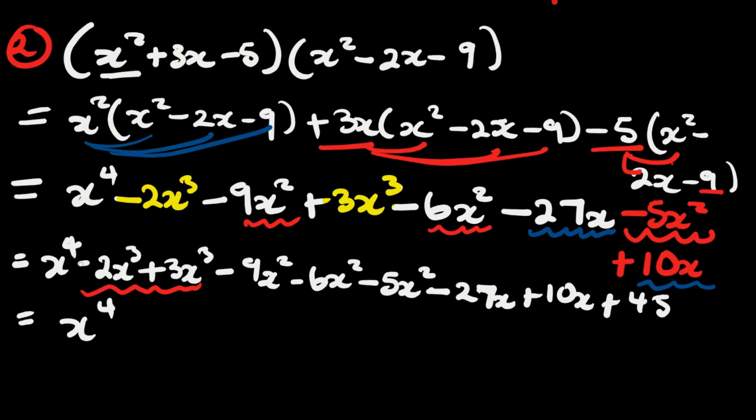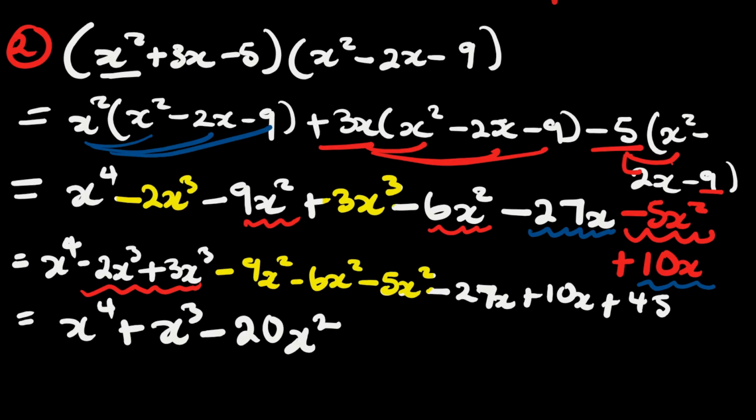x to the power 4, negative 2x to the power 3 plus 3x to the power 3. This is x to the power 3, or 1x to the power 3, positive x to the power 3. Then now, here to this second part of like terms. So the sign is common, which is a negative. Then now is 9 plus 6, 9 plus 6 is 15. Then 15 plus 5 is 20. Then it's negative 20x squared.